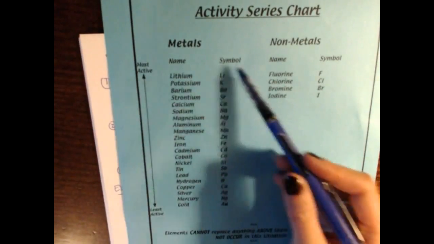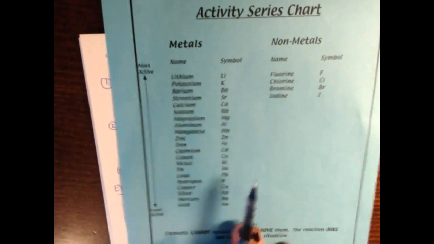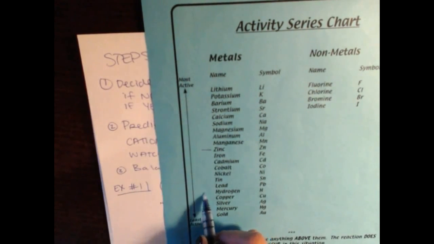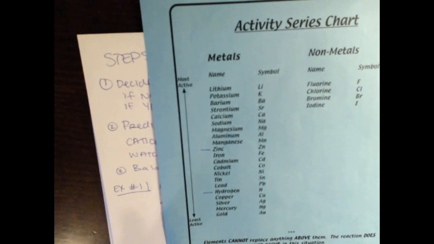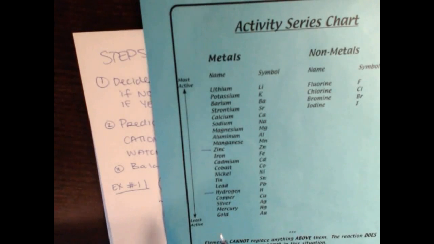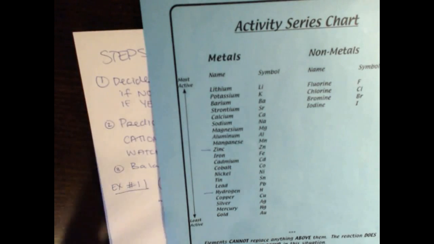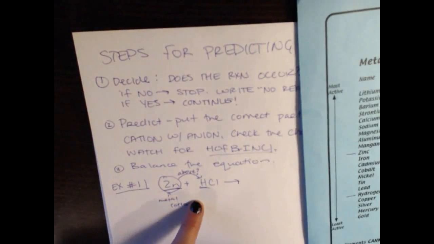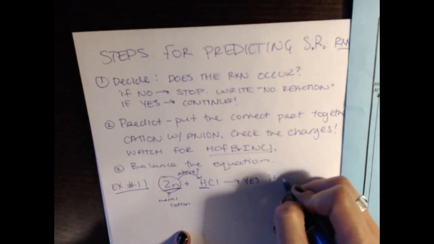You can see that this is organized with most active metals on the top here, with least active on the bottom. So if we go through and we find zinc, which is right here, and hydrogen down here, I'm going to say yes, this reaction occurs because the element zinc is above the cation in the compound. Notice down here it says elements cannot replace anything above them. The reaction does not occur. So if it had been vice versa, then we would say this doesn't occur. But since the element zinc is above hydrogen, then we're going to say yes, it occurs.